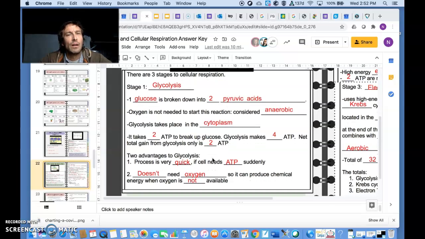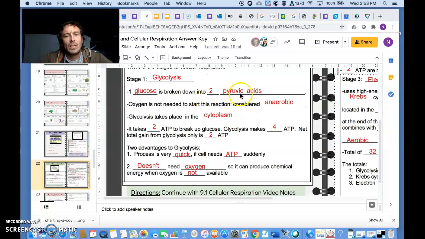Stage 1 of cellular respiration is glycolysis, and this literally means to break down glucose. Lyse, to break or split apart. Glyco, meaning glucose, sugar. So literally to break it down. And it breaks it down into a chemical known as pyruvic acid. Oxygen is not needed to start this reaction, so this is considered anaerobic. Where is it taking place? In the cytoplasm.